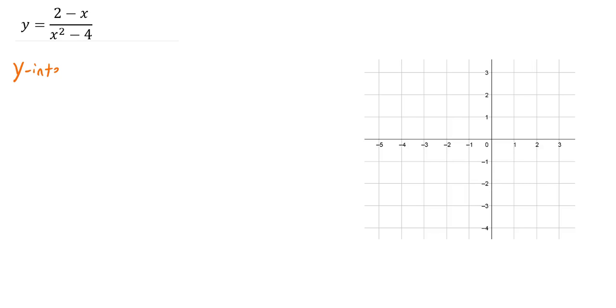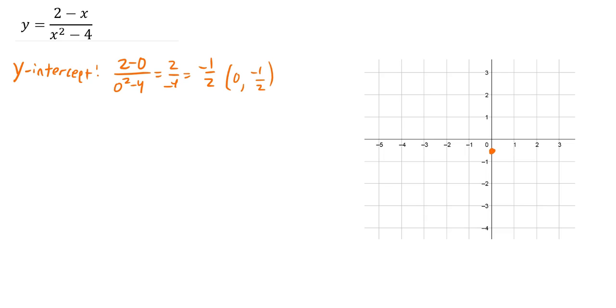The y-intercept, as you know very well, comes from plugging in a 0 for x. So I get 2 minus 0 over 0 squared minus 4. 2 over negative 4 is negative 1/2. My y-intercept is the point (0, negative 1/2).